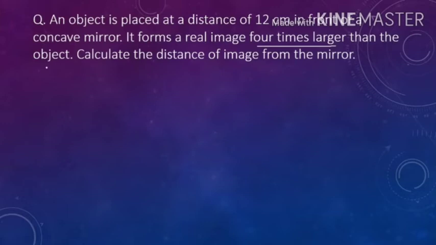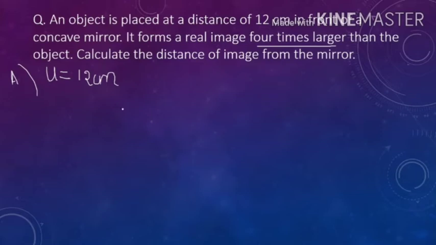So let me write first what is given. First, always remember to write down whatever is given first, so that we are clear about what the question asks us to find when we get confused. So the object distance is 12 centimeters, and it forms a real image 4 times larger than the object.